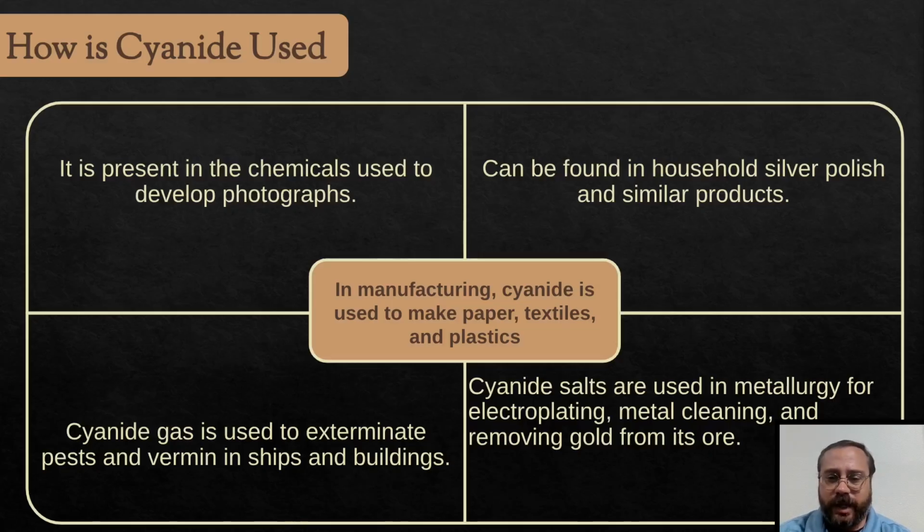In manufacturing, cyanide is used to make paper, textiles, and plastics. It's a common component in any and all nitriles that are produced. Nitrile medical gloves that you wear have cyanide bound somewhere in their chemical structure. Cyanide is one of those things that is extremely useful when it comes to the world of plastics and other polymers.